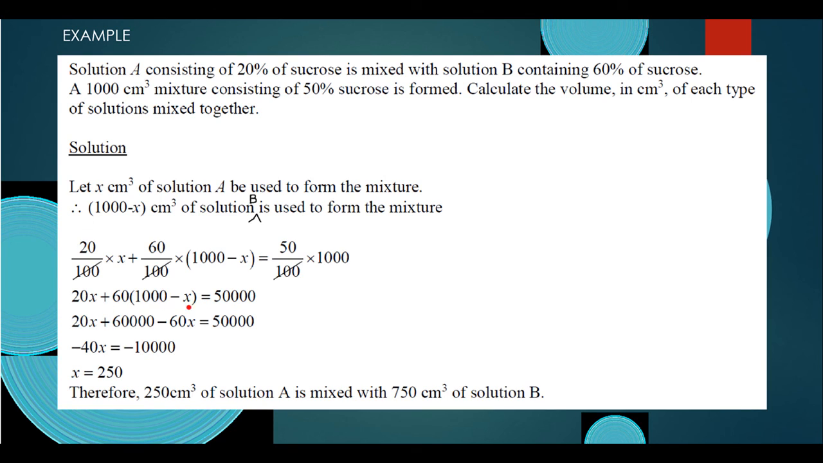Now I seek to expand this bracket, so 60 times 1000 gives you 60,000 minus 60 times x, that will give you 60x, which is equal to 50,000. So 20x minus 60x will give me minus 40x. And then I minus 60,000 on both sides, minus 60,000, this will be 0, minus 60,000, that will be minus 10,000 on the right hand side.